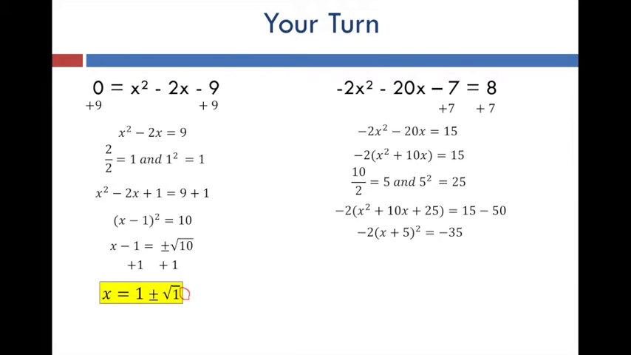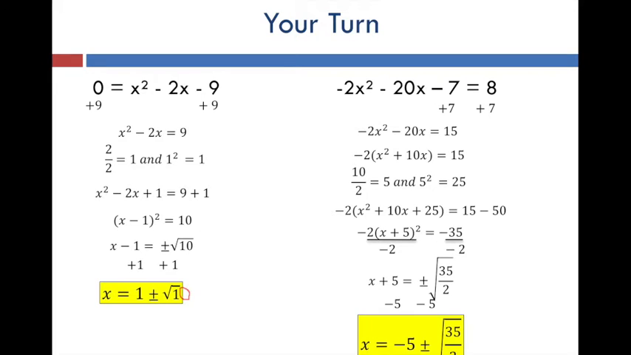Then I'm going to factor the left side, so the square root of x squared is x, the square root of 25 is 5, and my middle sign is positive. Then I'm going to divide by negative 2. Then I'm going to solve by square root. Then I'm going to subtract 5, so my answer is x equals negative 5 plus or minus the square root of 35 divided by 2.